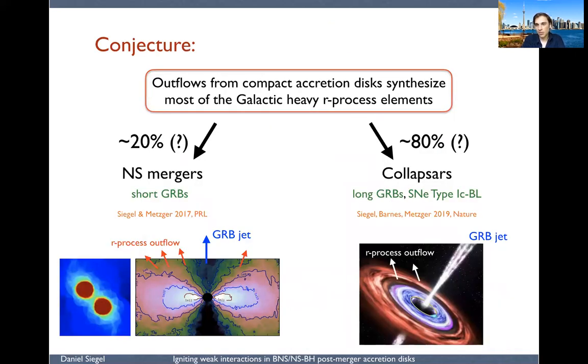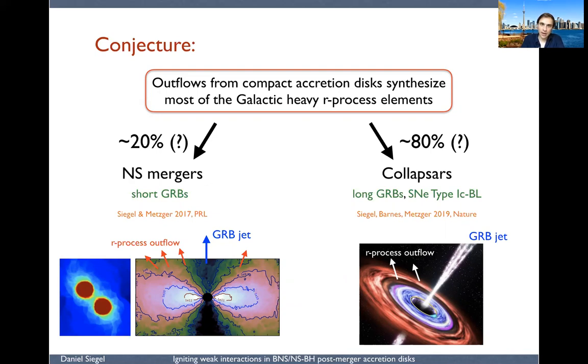I didn't have time to talk about this, but just to flash this at the very end, taking into account rates and ejecta masses and aspects of chemical evolution, none of which I had time to talk about, you can arrive at this conjecture that maybe outflows from such compact accretion disks, meaning in neutron star mergers and in collapsars, could actually synthesize most of the galactic heavy r-process elements. That's very speculative at this point because we still don't know much about these systems. It might be true, it might be wrong. Something that we can definitely test in the next couple of years with new observations. And I just find it very intriguing if nature would have chosen these accretion disks to actually populate the bottom rows of the periodic table with heavy r-process elements.